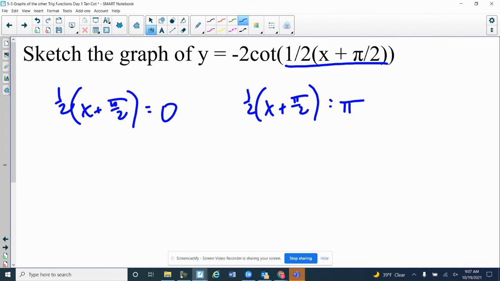So as we solve this, if I divide by 1/2, that's the same as multiplying by 2. I'm just flipping that and multiplying. Either way, on the right-hand side, if I multiply that by 2, I get 0 still, so that makes it kind of nice. So I get x plus pi over 2 equals 0. And then subtract that pi over 2 from both sides, I get x equals negative pi over 2.